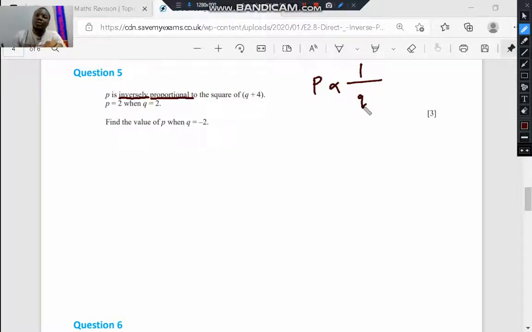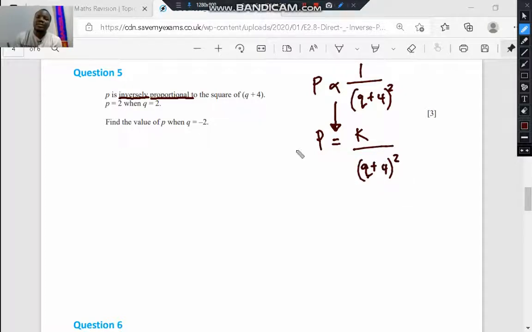So q plus 4, but they are saying to the square, so we need to square this q plus 4. Before we even go anywhere, we need to change this proportion sign to an equal sign. The moment we do this, I'll keep on saying this, we replace the 1 with k. So this is now going to be equal to k over q plus 4, everything squared. So this is now the formula, and this is the constant of proportion, which I'm calling CP.